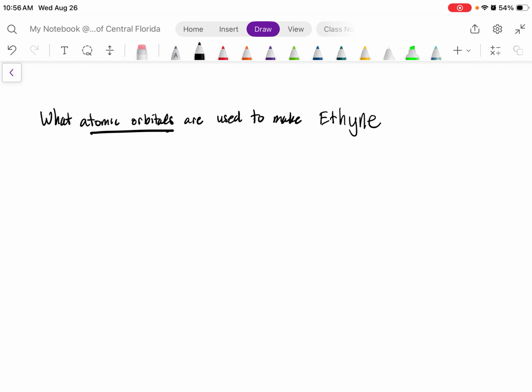Now let's take a look at a molecule called ethyne and the atomic orbitals used in that. So that would have a chemical formula of C2H2, which you could represent like this. Or you could represent it like this. Or like this. Or you could draw it like this.